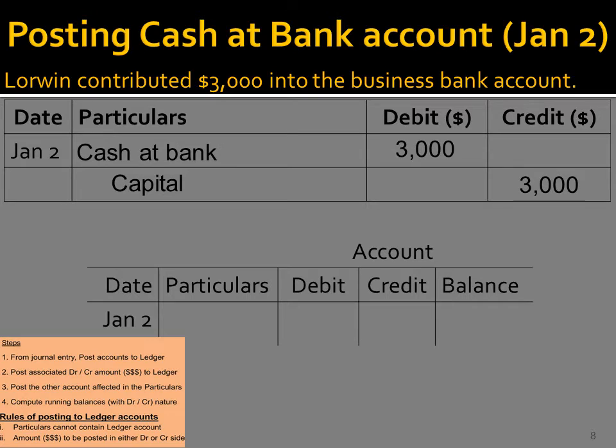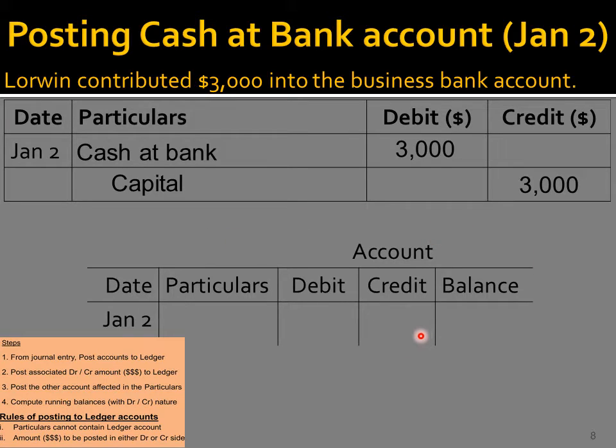Let's apply the steps to the transaction that we have prepared earlier on. As you can see, this is the journal entry for the first transaction in your worksheet. A debit entry to cash at bank account and a credit entry to the capital account. From this journal entry, we will then post it to our ledger account.